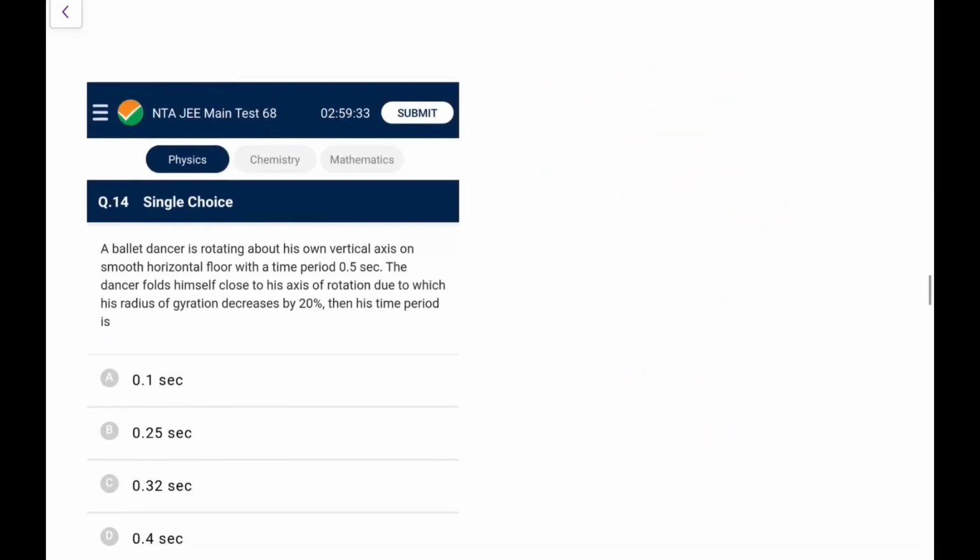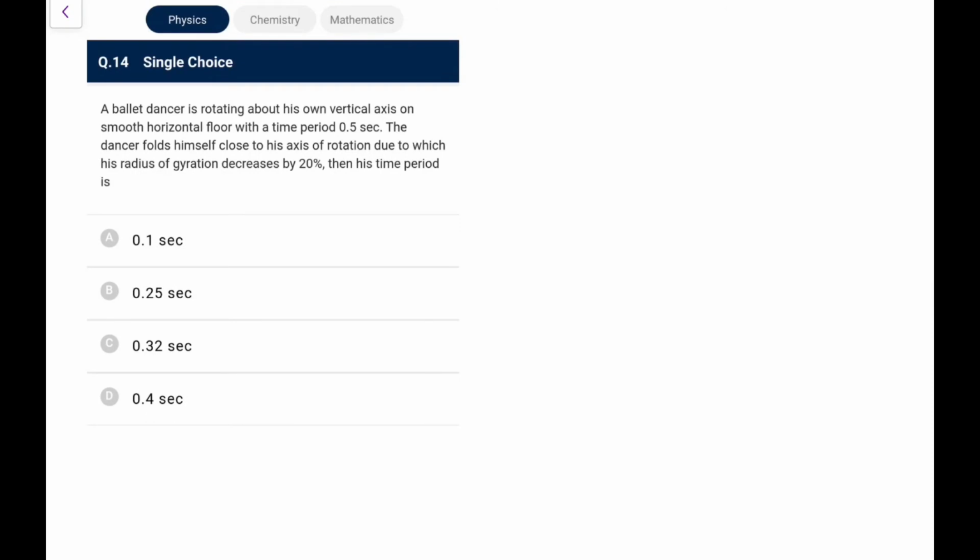Now the next: a ballet dancer is rotating about his vertical axis on a smooth floor with a period of 0.5 second. Okay, the dancer holds himself close to his axis of rotation, due to which the radius of gyration decreases by 20%. That means the moment of inertia will decrease, so omega will increase, so the time period will decrease for sure.